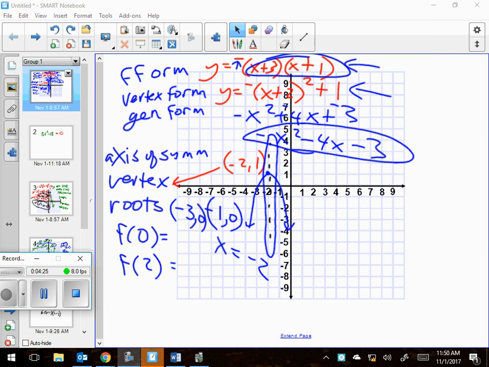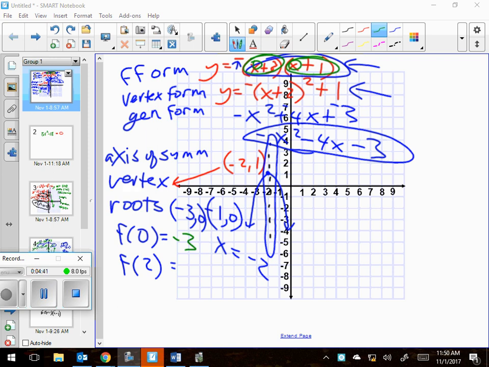Sorry, I confused this problem with a different problem then. If I stick in 0, I get 3 and 1. Oh, it's negative 3. Sorry about that. One of my other problems, it'll come out to negative 8. Raise your hand if you had negative 3 for the y-intercept.